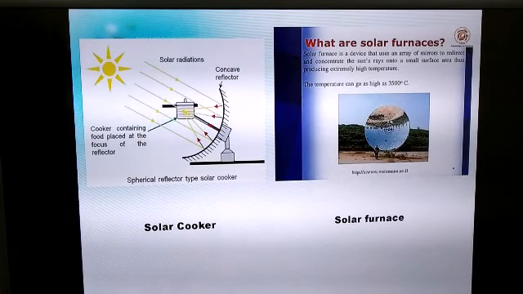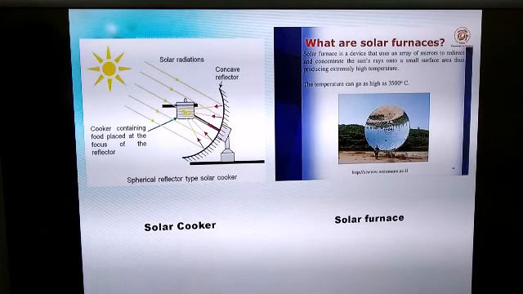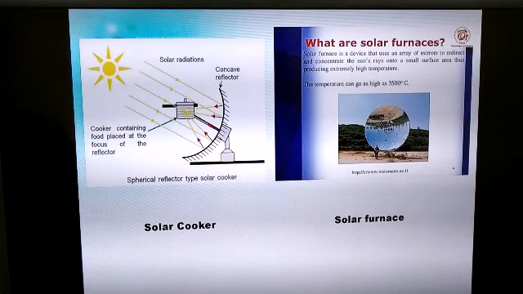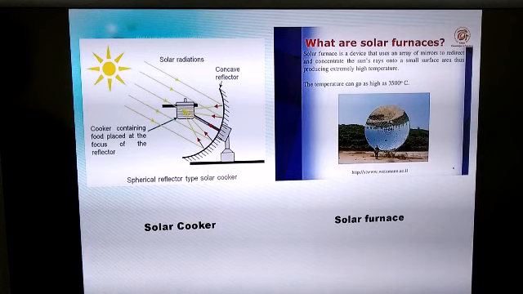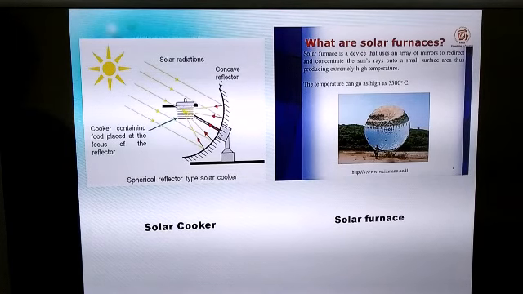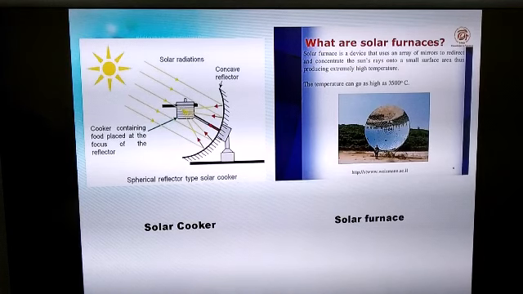In this case, the concave mirrors gather huge amount of sunlight and concentrate the light at a focal point. So a lot of heat energy is produced at that point, and then this concentrated heat energy is used for generating electricity or even melting of metals. The temperature that the solar furnace can produce is as high as 3500 degrees Celsius.